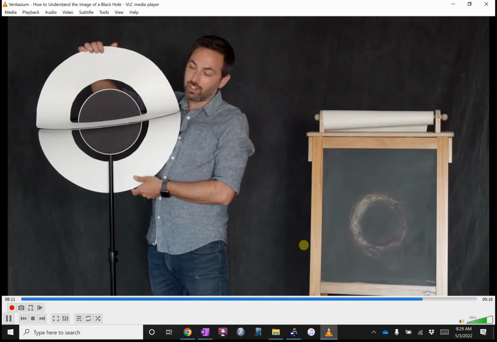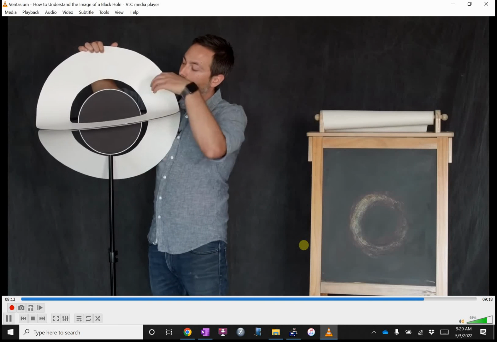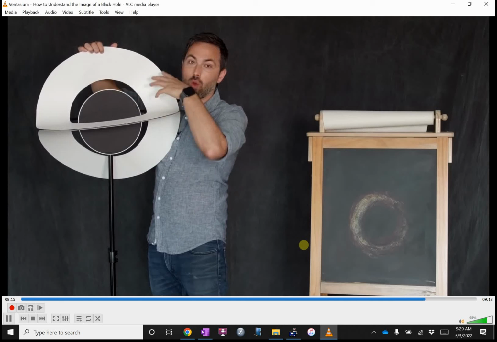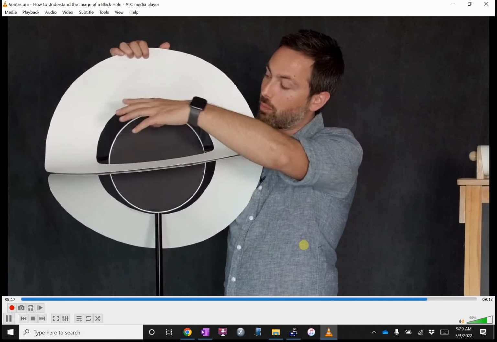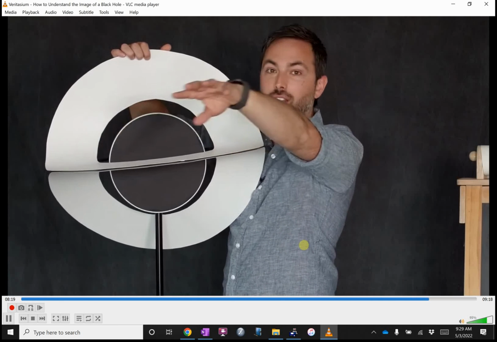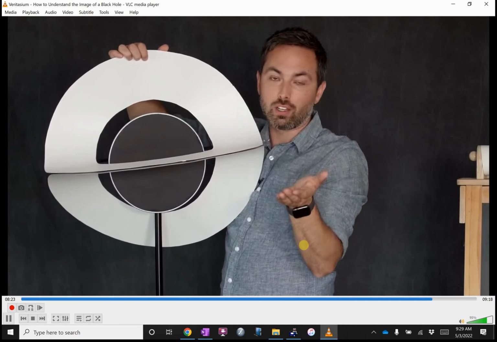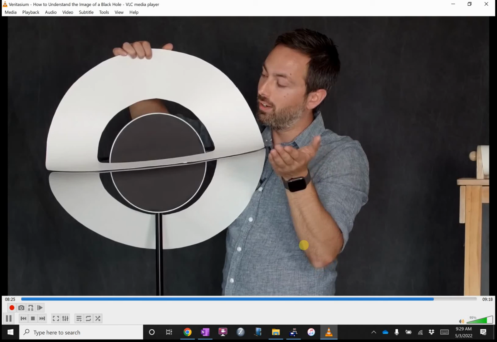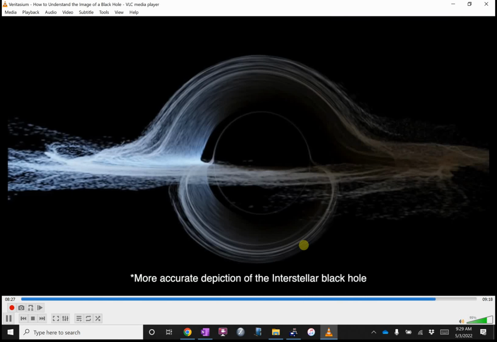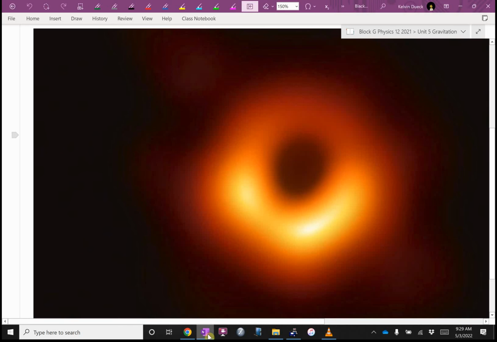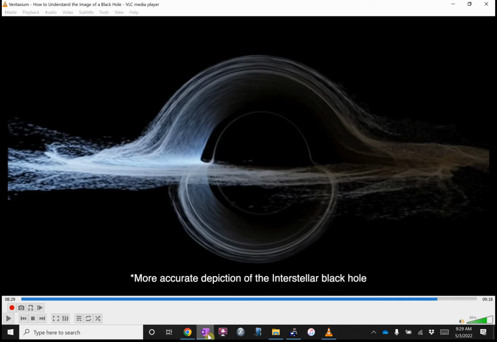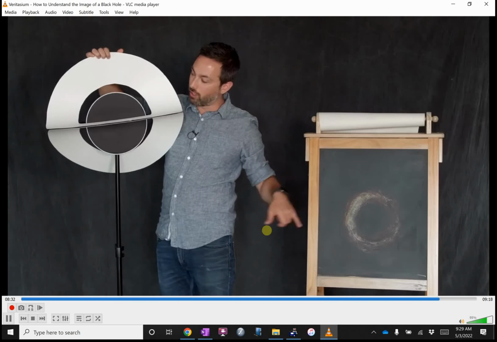One other really important effect to consider is that the matter in this accretion disk is going very fast, close to the speed of light. And so if it's coming towards us, it's going to look much brighter than if it's going away. That's called relativistic beaming or Doppler beaming. And so one side of this accretion disk is going to look much brighter than the other. That's why we're going to see a bright spot in our image.